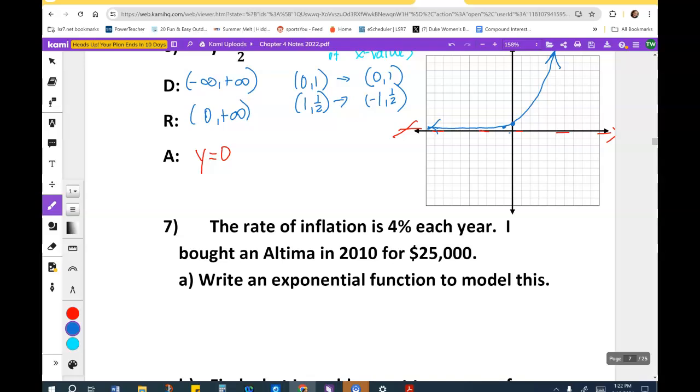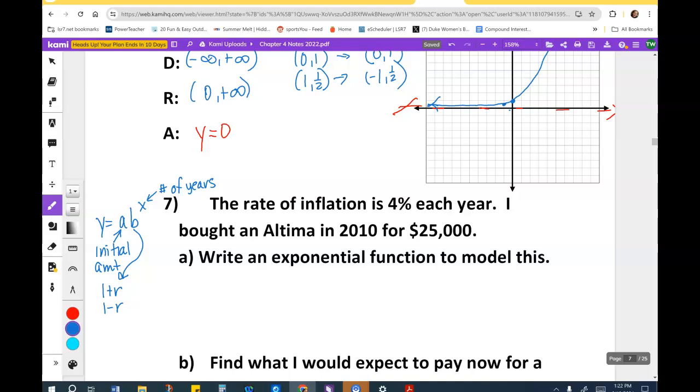Okay, next part we're going to talk about is exponential functions with respect to interest. And the general formula for interest is y equals a b to the x. Okay, your a is your initial amount. That's how much you start with. Your b is either going to be 1 plus your rate or 1 minus your rate. And x is the number of years. And this is just for simple interest. There's no compounding in this.